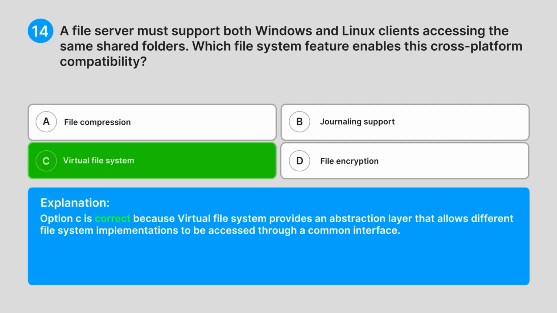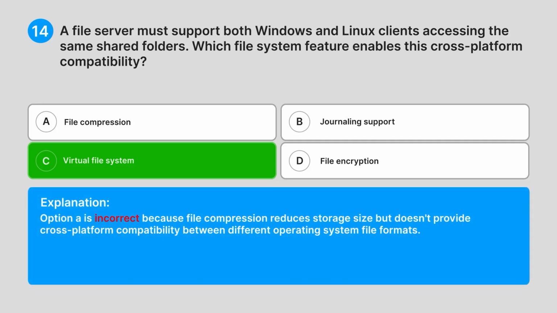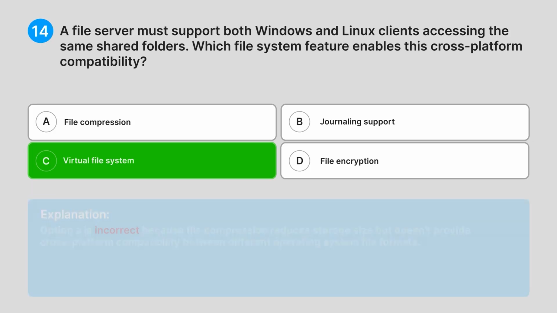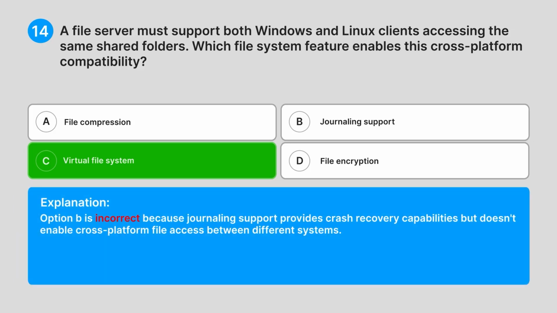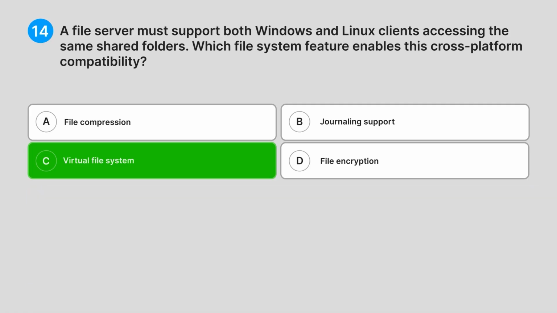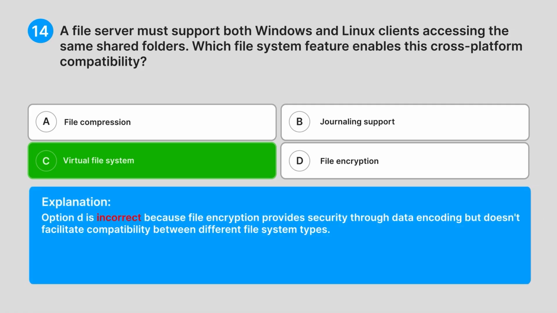Explanation. Option C is correct because virtual file system provides an abstraction layer that allows different file system implementations to be accessed through a common interface. Option A is incorrect because file compression reduces storage size but doesn't provide cross-platform compatibility between different operating system file formats. Option B is incorrect because journaling support provides crash recovery capabilities, but doesn't enable cross-platform file access between different systems. Option D is incorrect because file encryption provides security through data encoding but doesn't facilitate compatibility between different file system types.